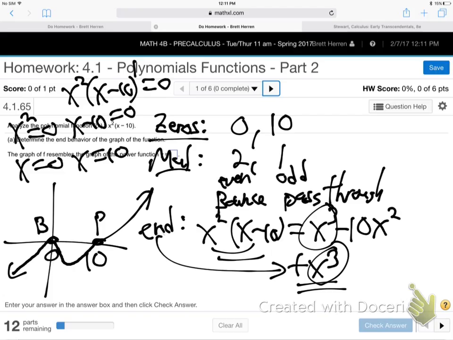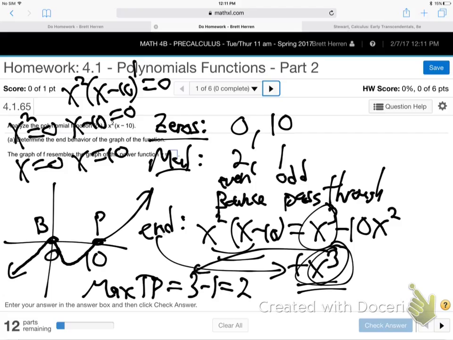How many turning points are we looking at? There's 2. What is the max turning points? It is 2, right? Because it's x cubed, take 1 away. 3 minus 1, 2, right? You just take that 3 there. So 2, and we've got them. Here's a turning point. Here's a turning point, huh? We good with that?